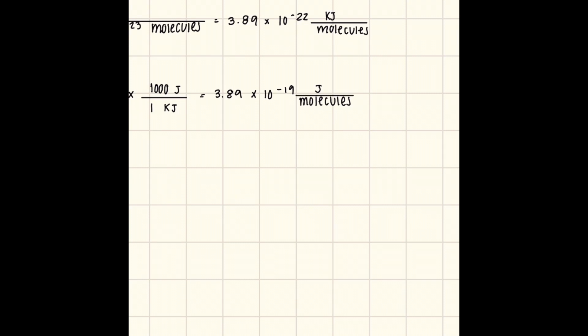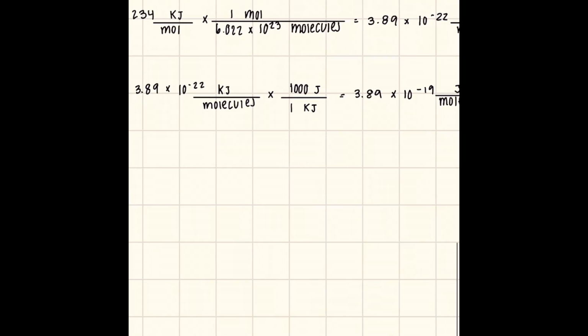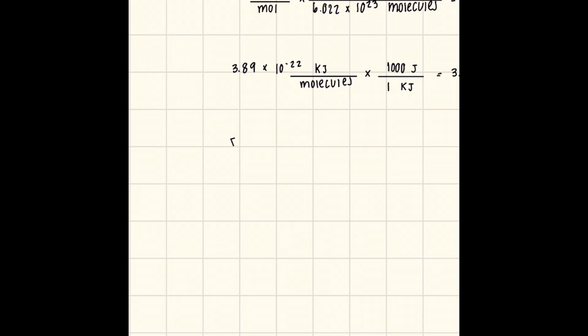So now that we have this, we have figured out what our E is. So I'm just going to write it down once again because I like to write it down because it helps me keep organized. Do whatever helps you keep organized. These are some of my tips and tricks. So I'm going to write E equals 3.89 times 10 to the negative 19 joules over molecules.